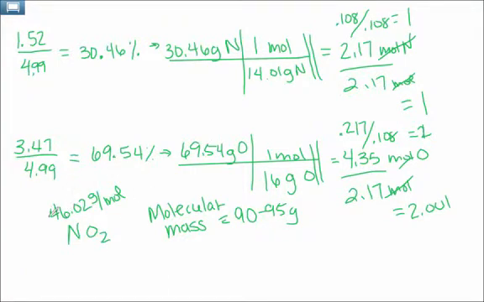We have to multiply this by 2 to get it between 90 and 95, right? So we have to multiply all the subscripts by 2. So it'd be N2O4, in this case, would be our molecular formula.